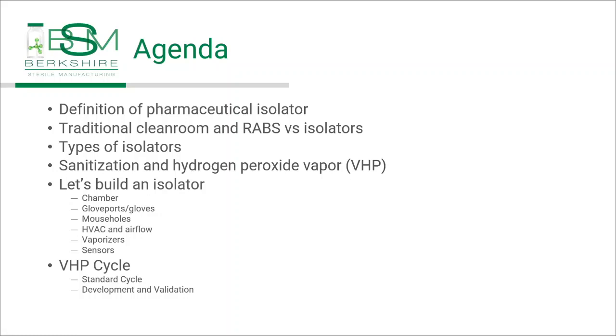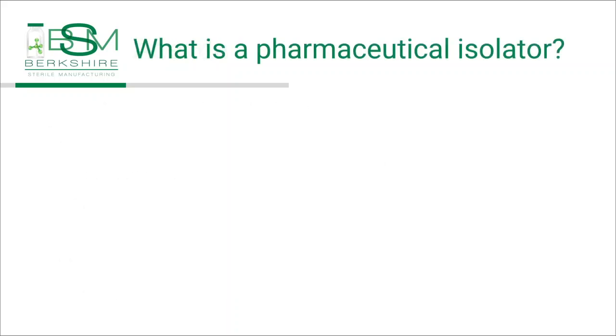Then we'll cover sanitization and vapor hydrogen peroxide, the main means to sanitize isolators. Then we're going to go through a process of building our own isolator, focusing on these 6 important aspects of isolators that you see here. And then we'll finish up with a brief description of the standard VHP cycle, and we'll go into a little bit of the development and validation of VHP cycles.